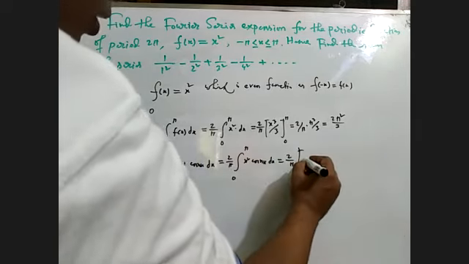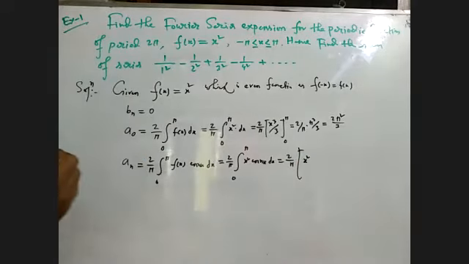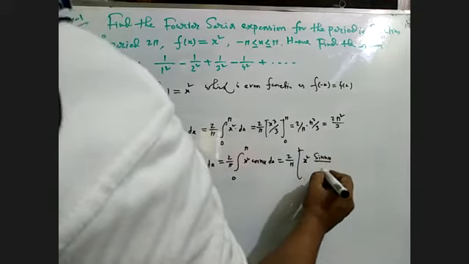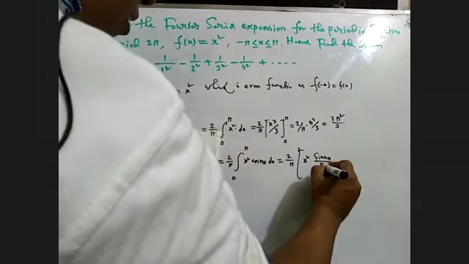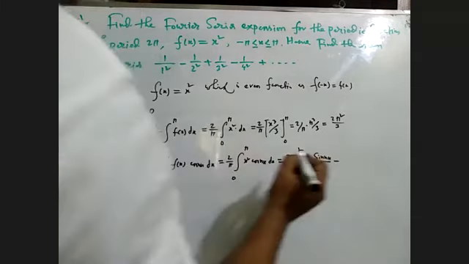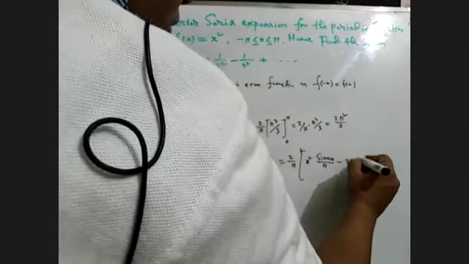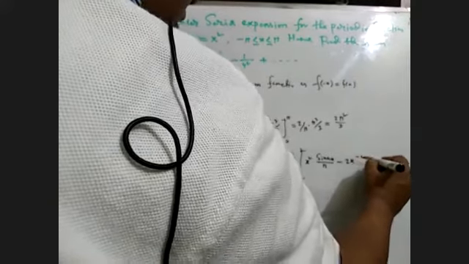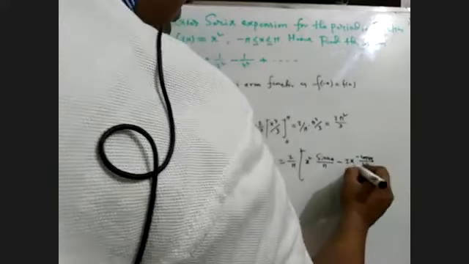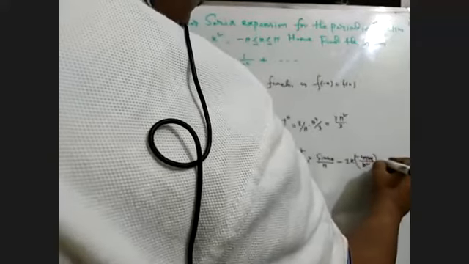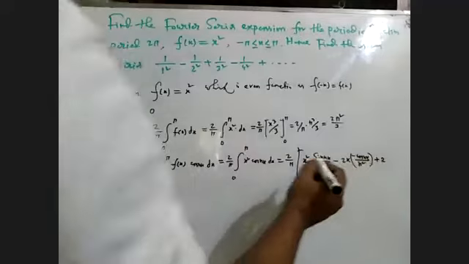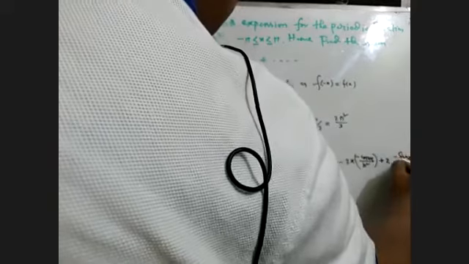Now x square into the integration of cos, which is sine nx divided by n, dividing with the coefficient of x, minus the differentiation of x square, which is twice x, again into the integration of sine, which is minus cos nx divided by n square, plus twice x differentiation, which is 2, again into the integration of this, which is minus sine nx divided by n cube.